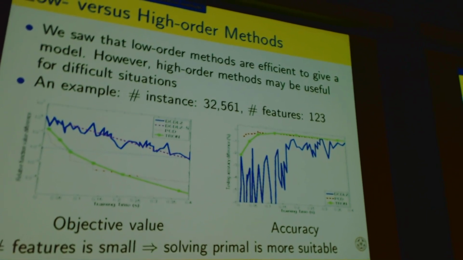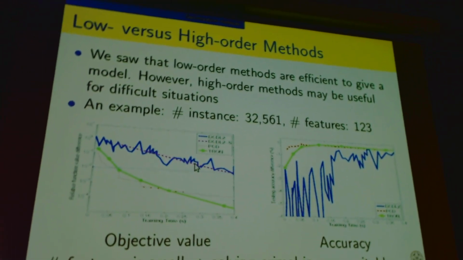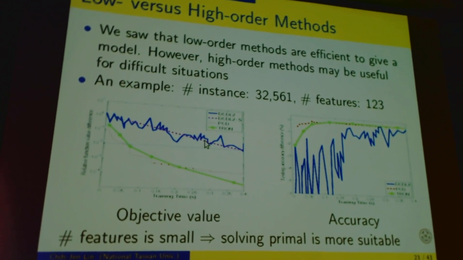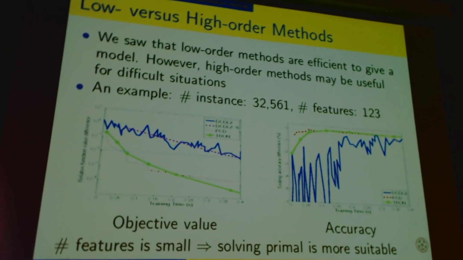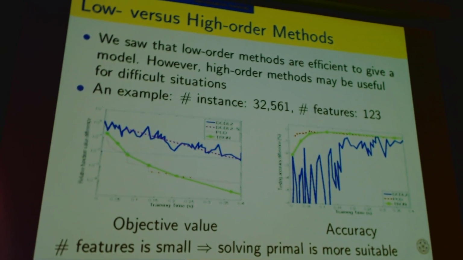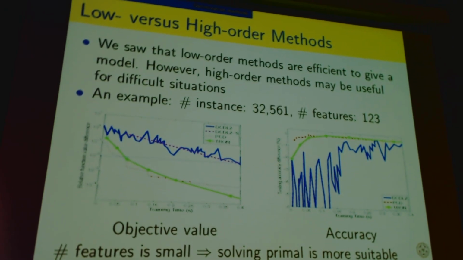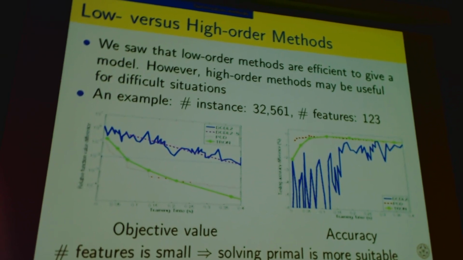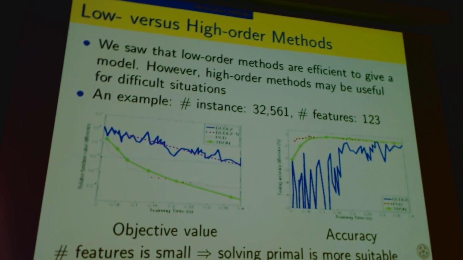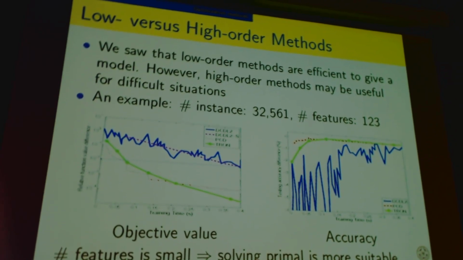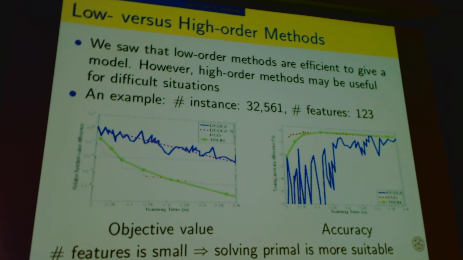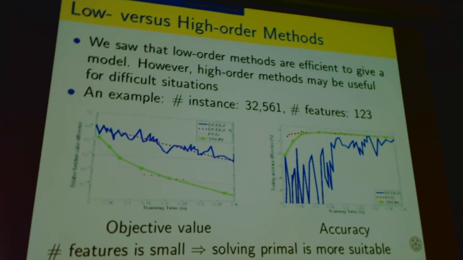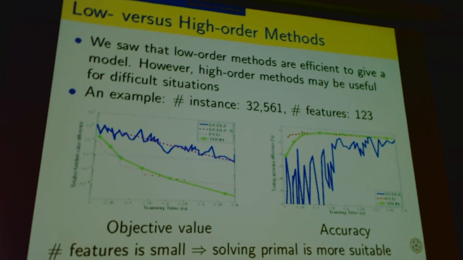One reason to explain why for this data set you don't want to solve the dual with coordinate descent is because the number of features is so small. If you solve the problem of w, the dimensionality of w is the same as the number of features. That's 123, so you have 123 variables. But if you solve the dual problem, the size of the dual problem is proportional to the number of instances. In this case, that's 32,000 variables. That's a lot more. So that partially explains why for this data set, dual coordinate descent doesn't work very well.